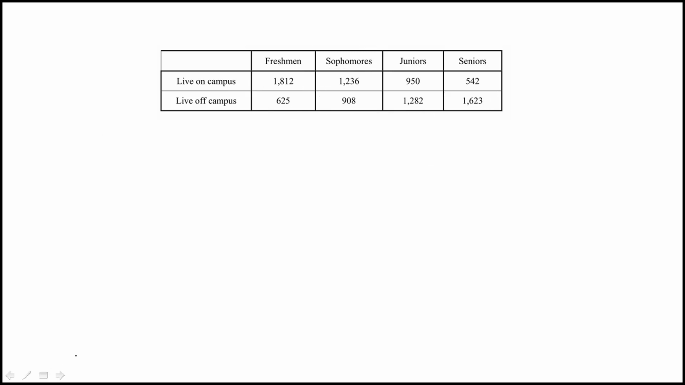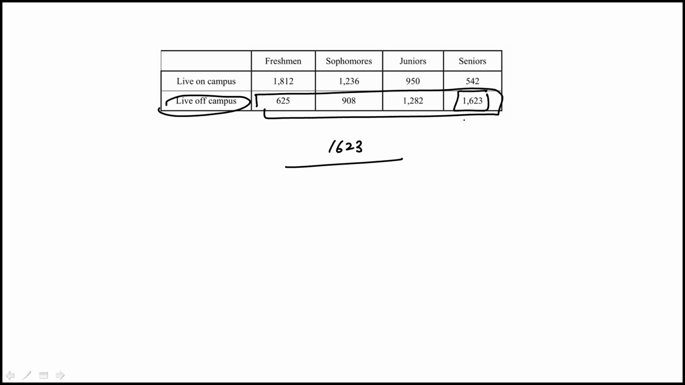So that's A. B is if one full-time student who lives off campus, so we're looking at this category, is selected at random, what's the probability that the student will be a senior? So here, again, elementary probability, that's the number of seniors, and I have to add these up. That would be the denominator. So 625 plus 908 plus 1282 plus 1623, that comes out to be 4438. So that's the answer.